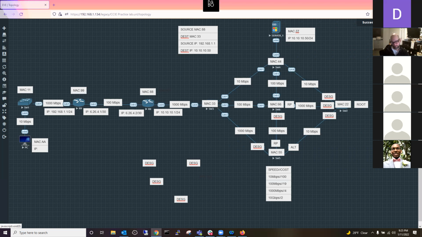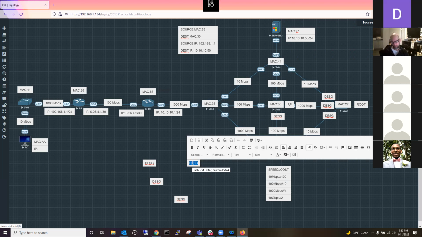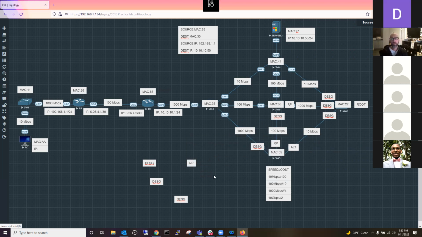So let's start with the root port. The root port will be gigabit interface 0/3, and that's because it's the cost to get to the root bridge. So you're saying gigabit 0/3 is the root port, correct? Yes, sir. It has the lowest cost to get to the root bridge.